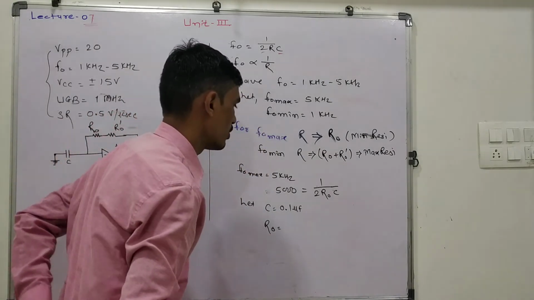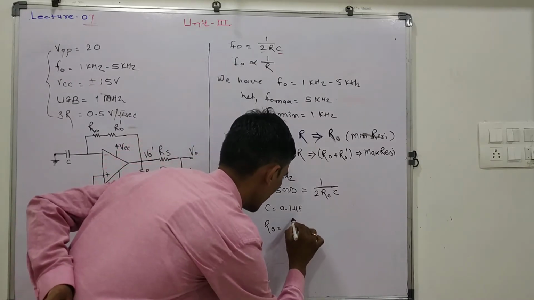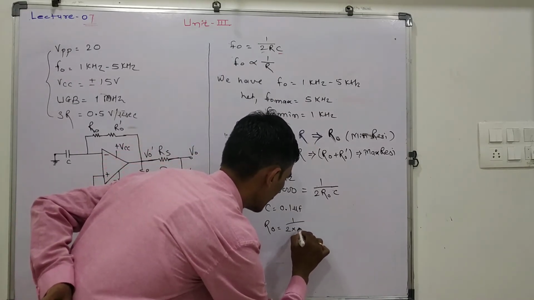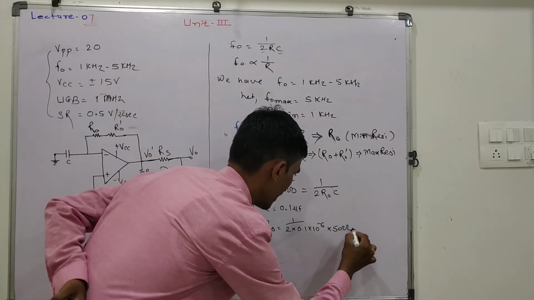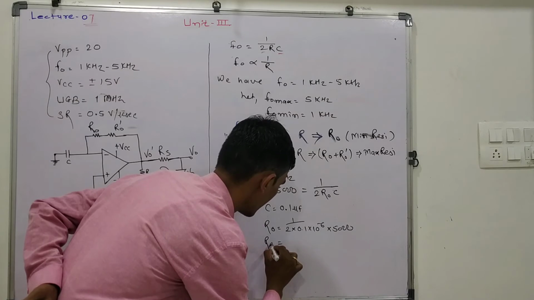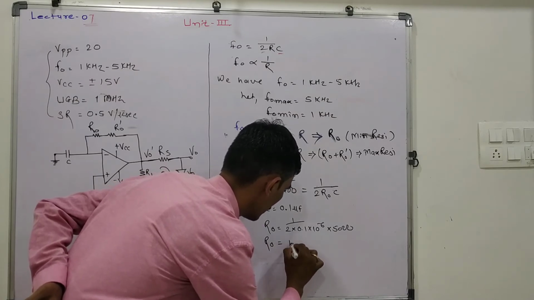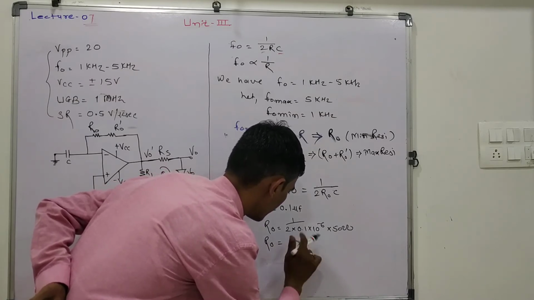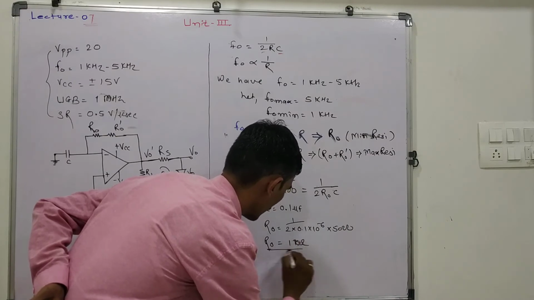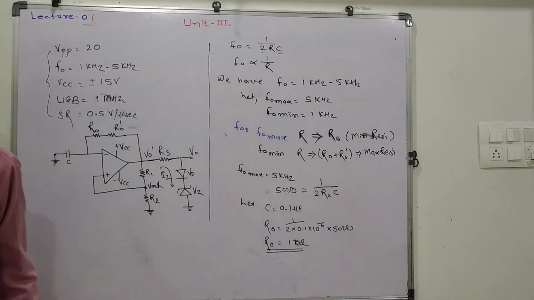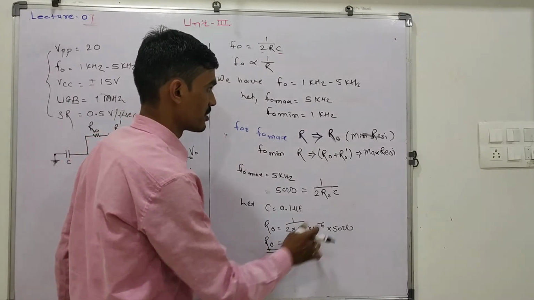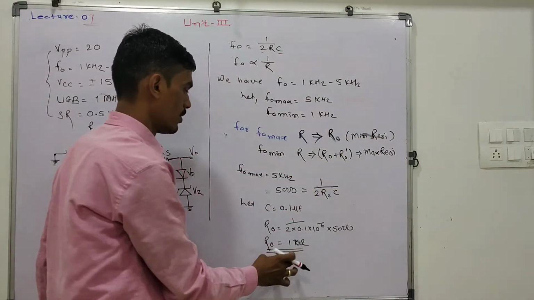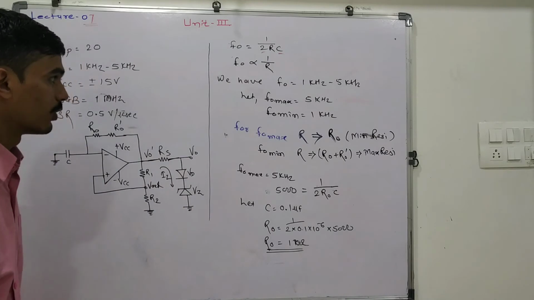What is the value of R0? R0 is 1 upon 2 into 0.1 into 10 raised to power minus 6 into 5000. So the value of R0 is equal to 1 kilo ohm. This is R0 minimum, the minimum resistance value. So R0 is 1 kilo ohm.